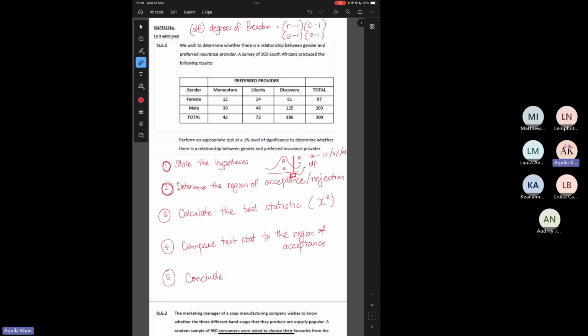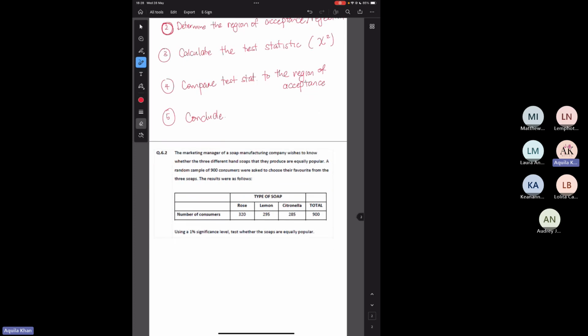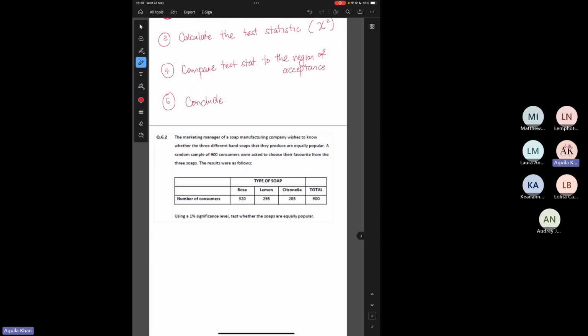The other way to calculate the degrees of freedom is when information is presented like this, where it's not a two-way table, it's just a normal table, or even if it wasn't in table format and was just a paragraph of information. Then it would be calculated as n minus 1.